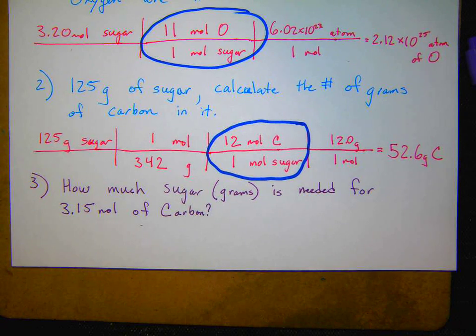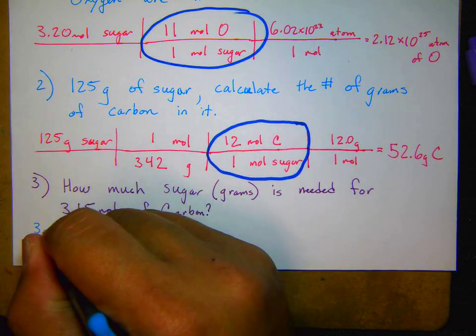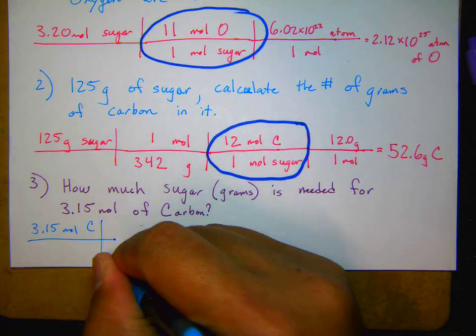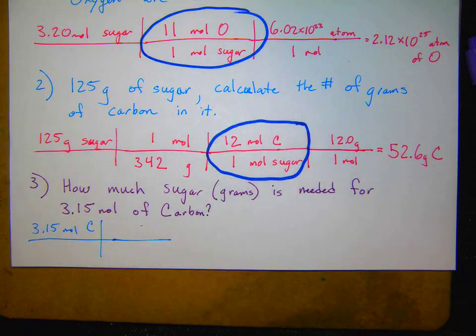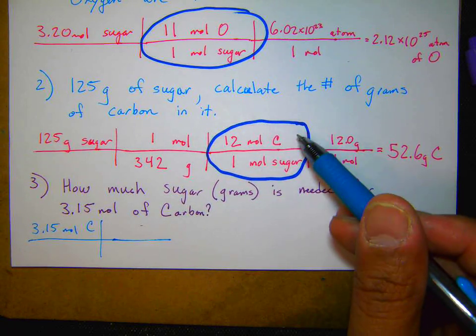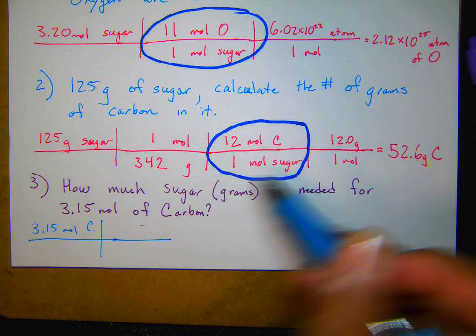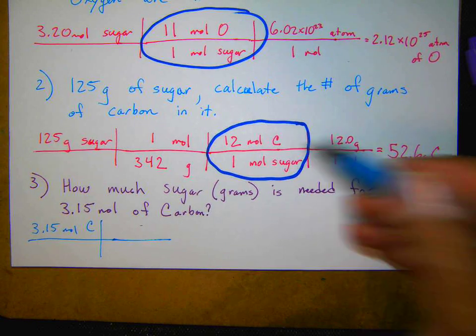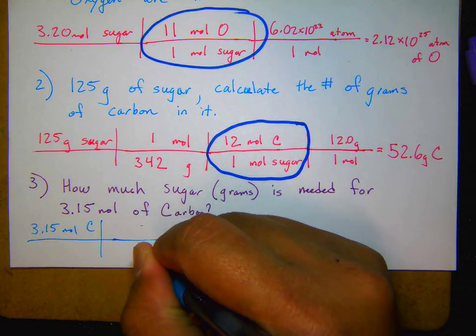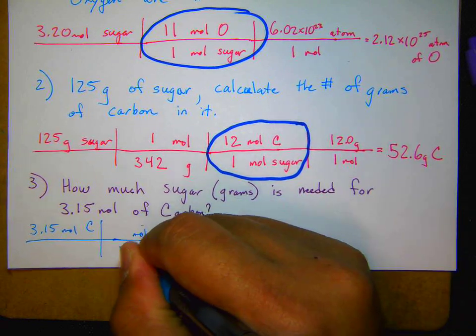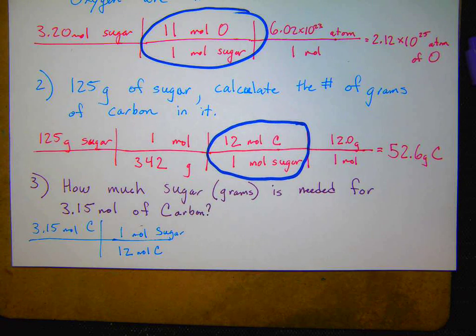So we're going to start with what's given here, 3.15 moles of carbon, okay? And what is the relationship between carbon and sugar? Right, 12 moles of carbon and 1 mole of sugar. All right, so we know that there's 12 moles of carbon in 1 mole of sugar. I already have moles, so I don't have to convert to moles. So I just go ahead and use this, set moles of carbon to moles of sugar. And there are 12 moles of carbon for every 1 mole of sugar.